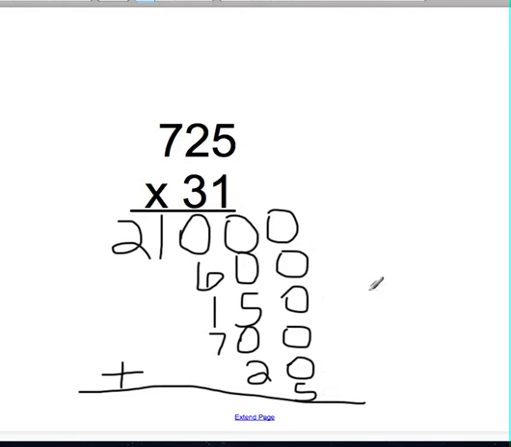So 0 plus 5 is 5. 5 plus 2 is 7. 6 plus 1 is 7, plus 7 is 14. Then I'm carrying the 1 up here. 1 plus 1 is 2, and 2 plus 0 is 2. So the answer, or the product, of 725 times 31 is 22,475.